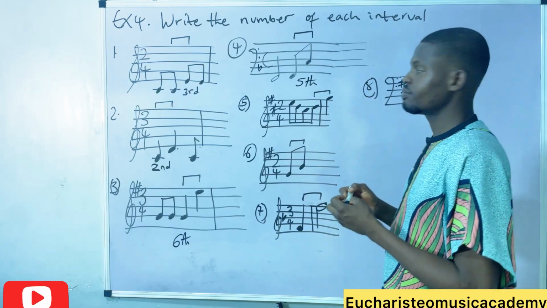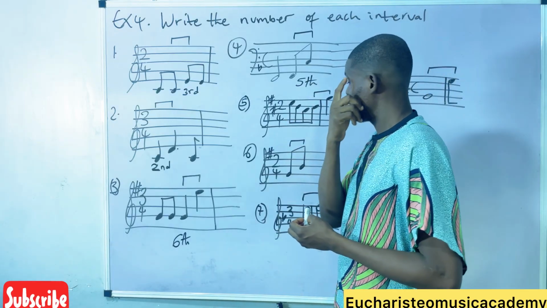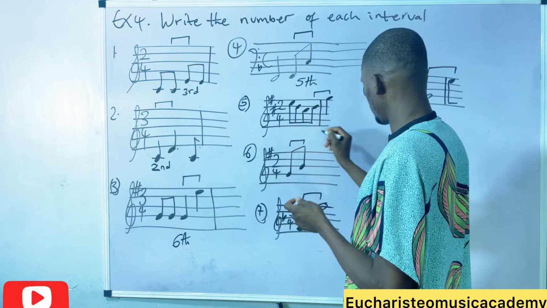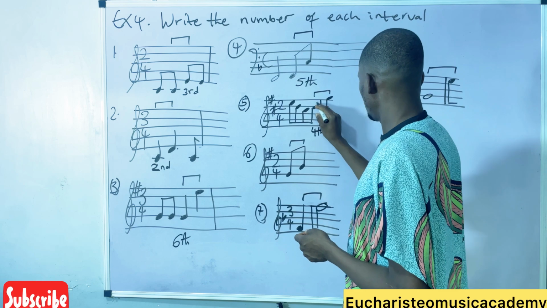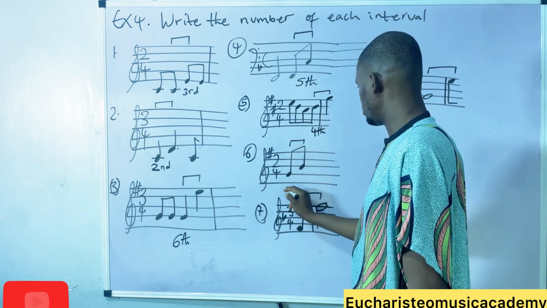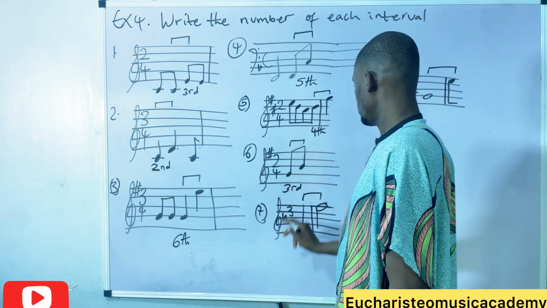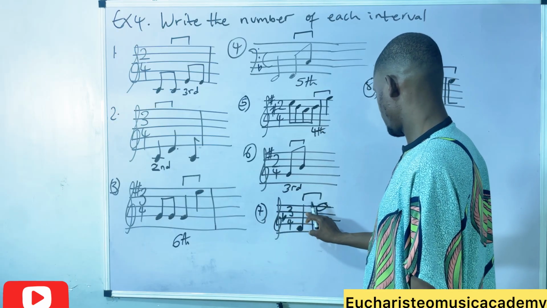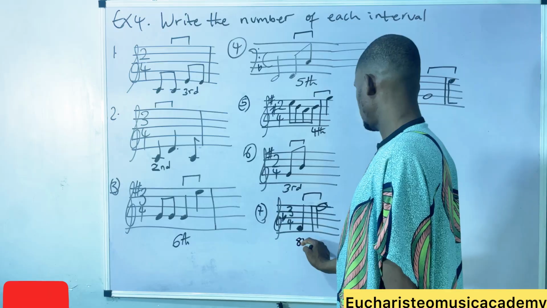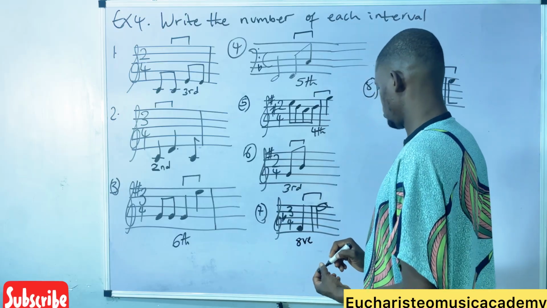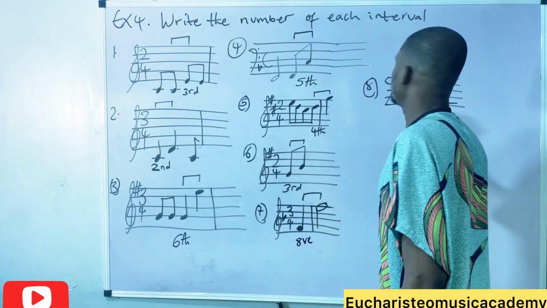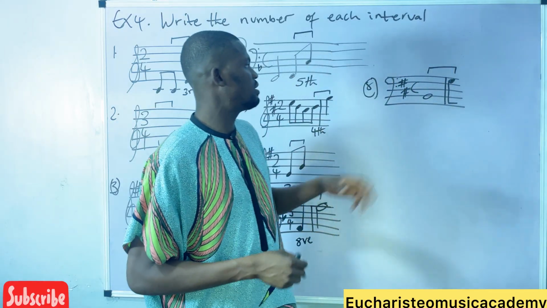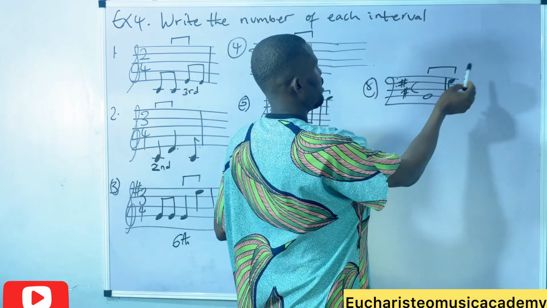Are you seeing it? What about this? From here to here. 1, 2, 3, 4. Fourth. What about this? Third. What about this? This should be eighth. Are you seeing it? Then this lastly, let me complicate. This lastly, 1, 2, 3, 4, 5, 6.